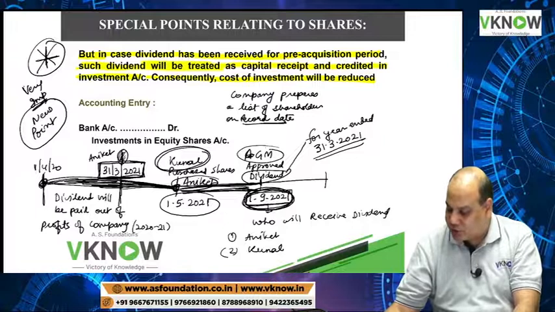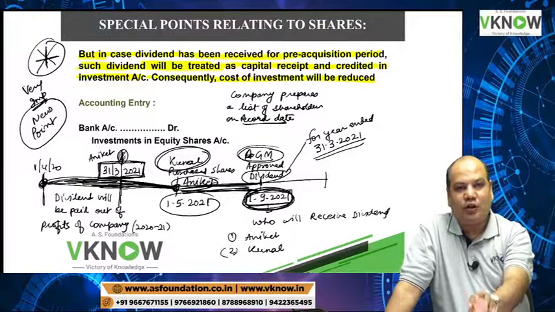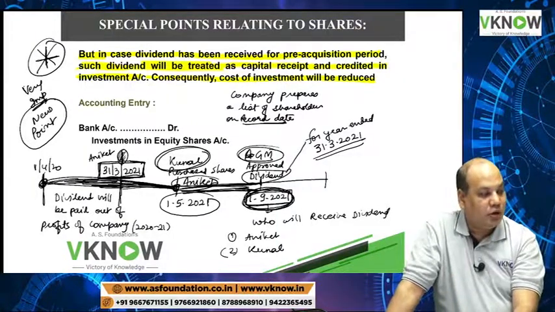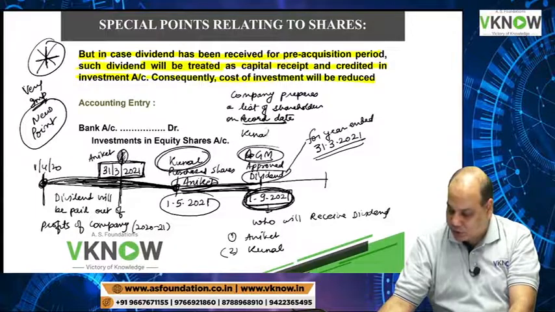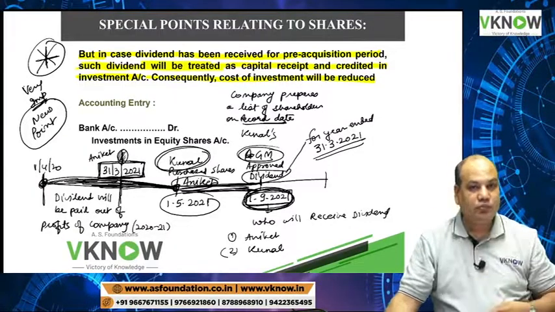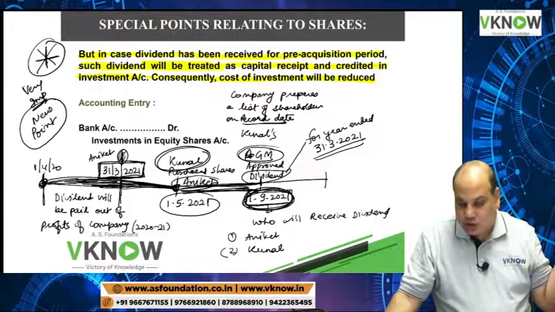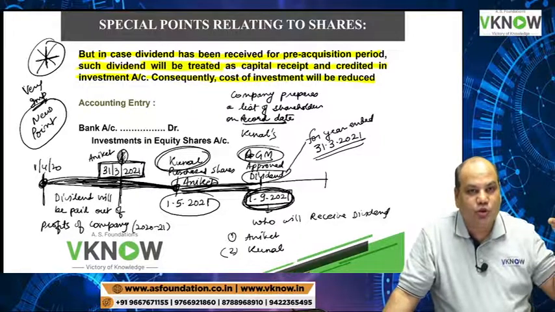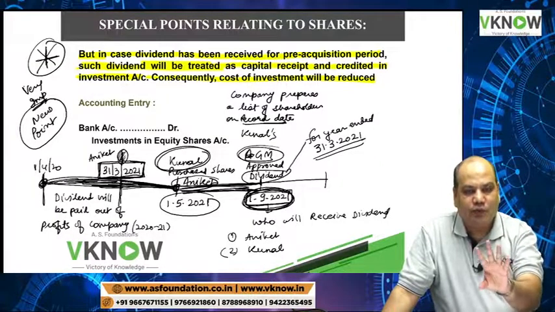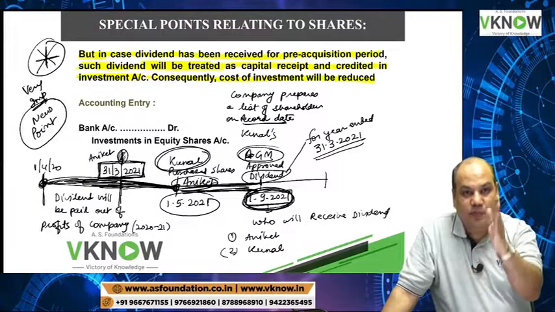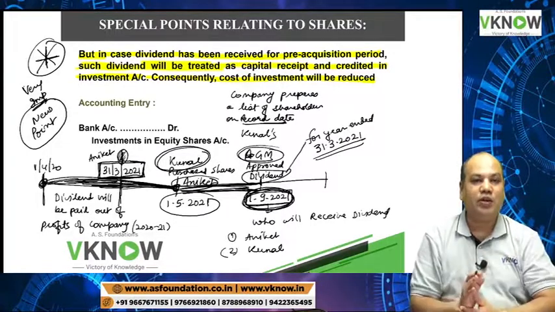The record date is fixed by the company some days before the AGM. Let us say the company fixes the record date 14 days before the AGM. On the record date, whose name will appear? Of course, Kunal's name, because Kunal is the shareholder now. The company will not check who was the shareholder on 31st March 2021. The company will see who is the shareholder on the record date. So Kunal will get the dividend.